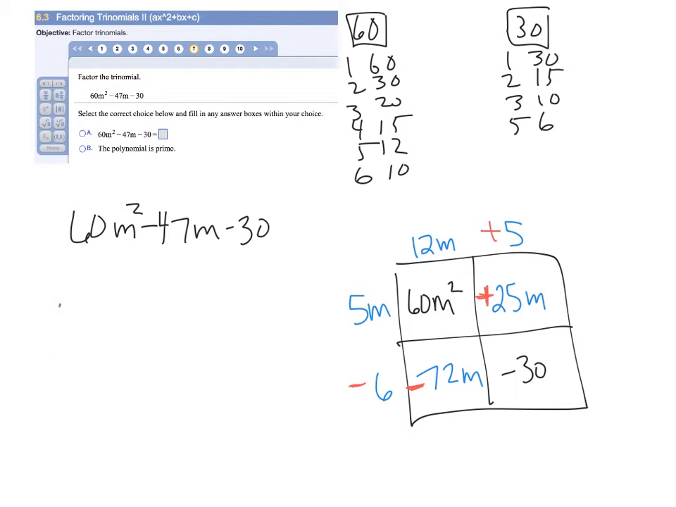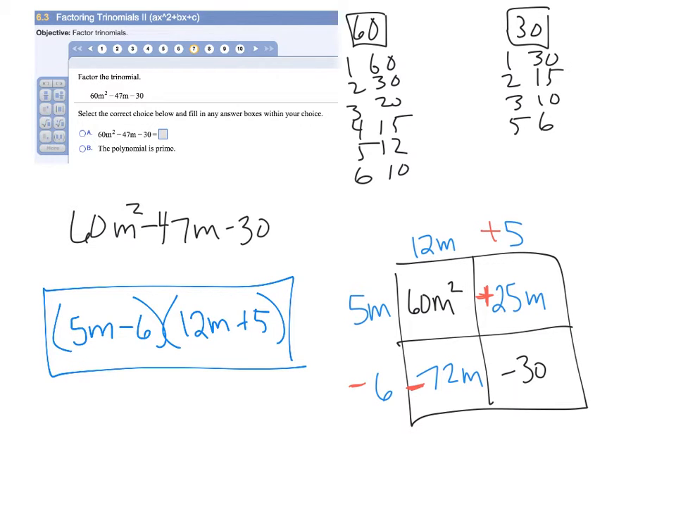So what are our factors? It's 5m minus 6 and 12m plus 5. And there is our factoring.